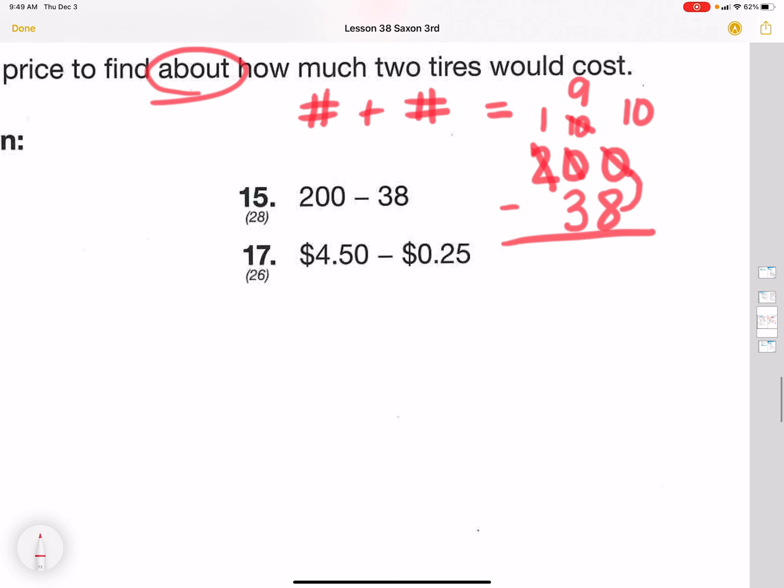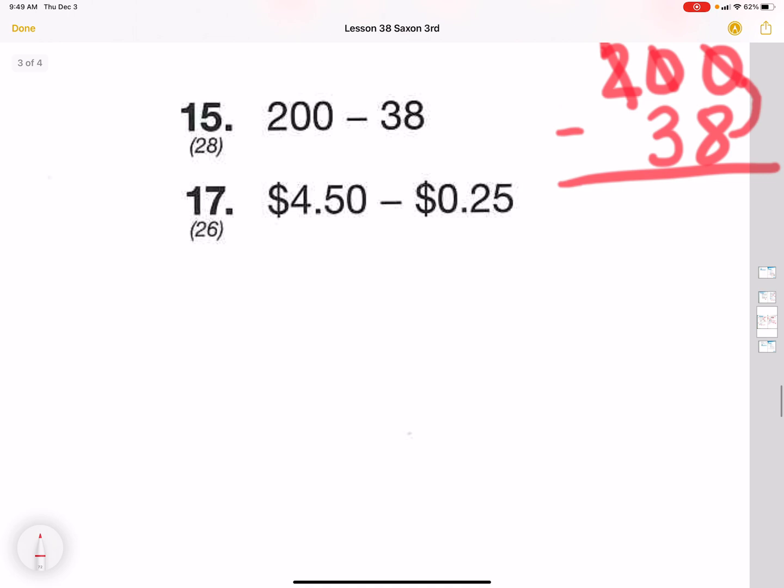17, $4.50 minus 25 cents. You do have to borrow, but it's not so bad. I'll let you do that.